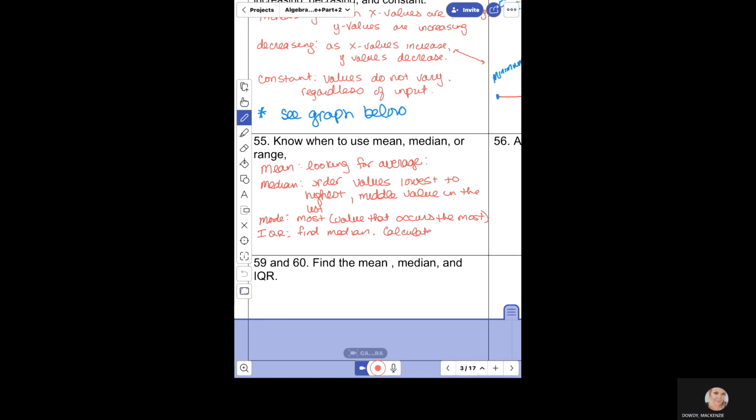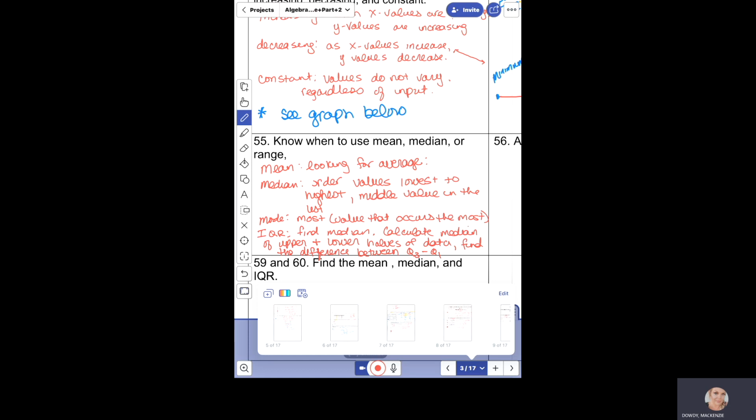Calculate the median of the upper and lower halves of data, and then find the difference between Q3 minus Q1. Okay, that is mean, median, mode, IQR.